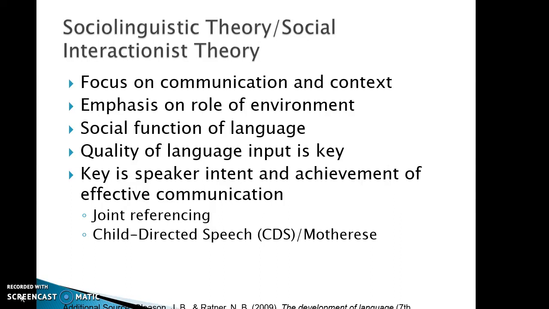In this theory, the quality of language input is really key. What children are hearing, and how people are responding to them in the environment, is a substantial contribution to the way language is learned. Key is the speaker's intent and how effective they are in communication. There are two key variables there: joint referencing and child-directed speech. In joint referencing, we're talking about the triangulation between an adult, a child, and an object in their environment.